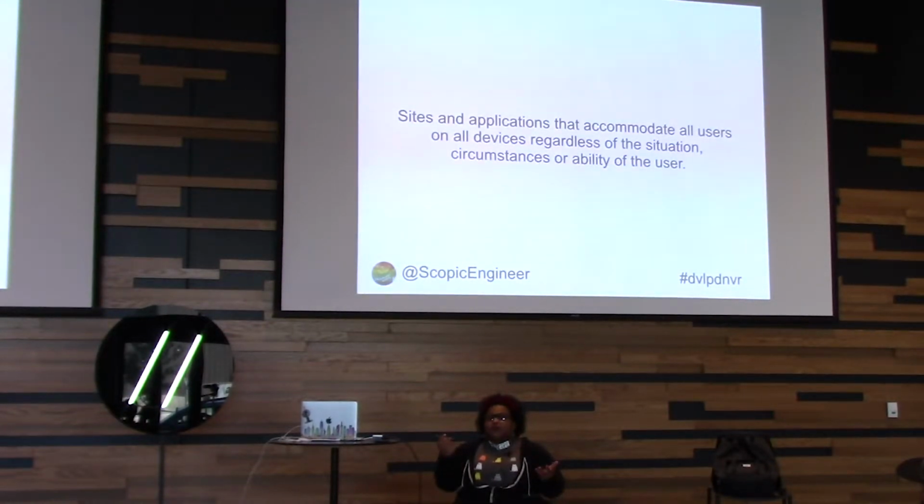So pretty much what accessibility is, when you're talking about websites and applications, is that sites and applications accommodate all users on all devices, regardless of the situation, circumstances, or ability of the user. Plainly, if you have a website or an application, you have built and designed it in a way that everyone who wants to use your application can access it. It's pretty simple.